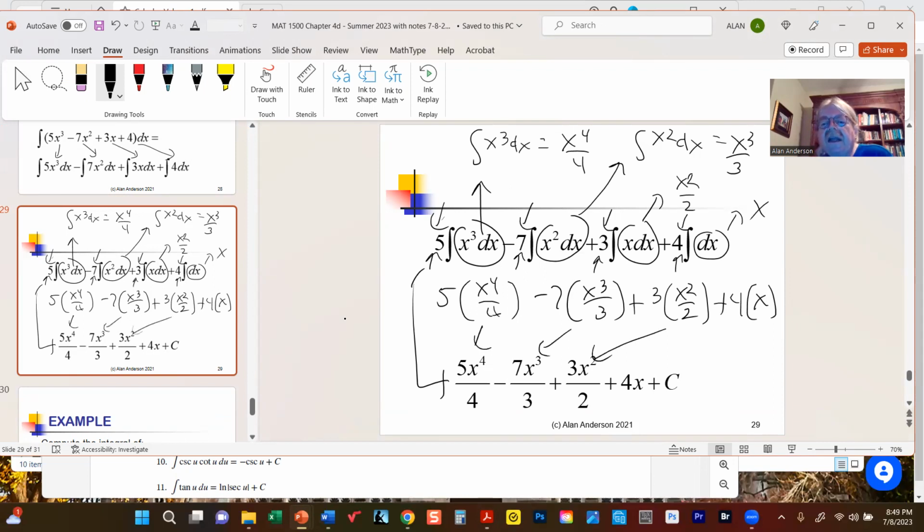And then, of course, at the very end, we can add our constant. Don't forget the constant, okay? But you only have to add it at the very end. You don't need it for each of these individual integrals. You can save that for the end.